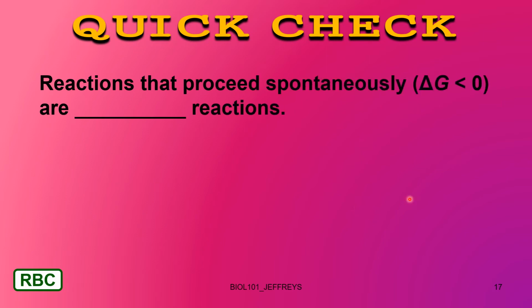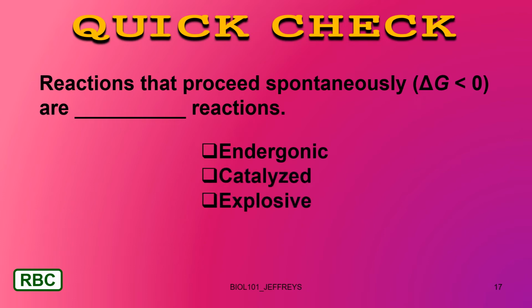Here's a quick check. Reactions that proceed spontaneously, where the delta G, Gibbs free energy, is less than zero, mean the energy of the reactants is much less than the energy of the products. We call those what kind of reactions? Your choices are endergonic, catalyzed reactions, explosive reactions, or exergonic reactions.